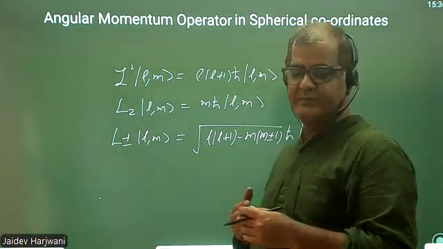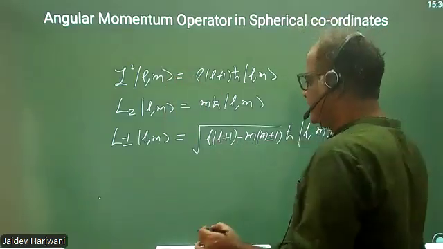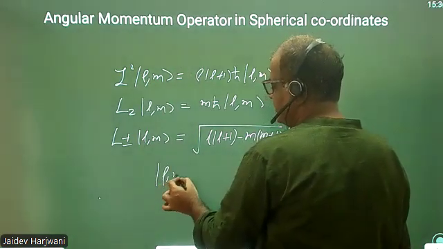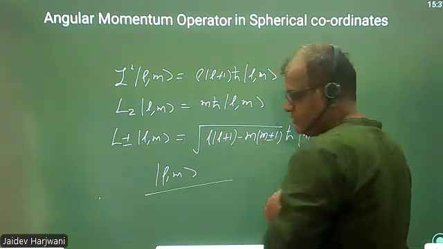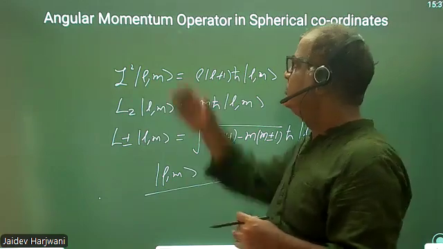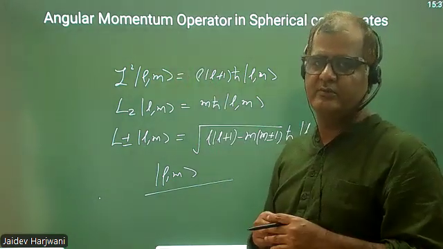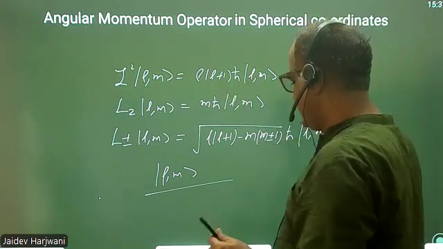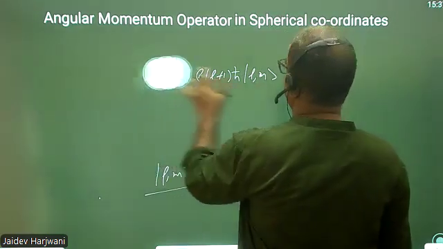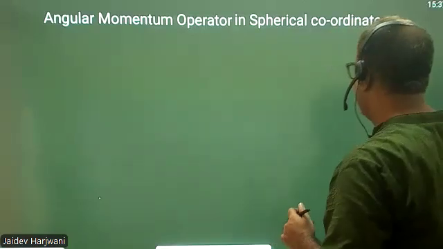So now this state |l,m⟩ is an abstract state. Now I want the position or coordinate representation of this state, that means I want the functional form of this state. For that, I need to write the angular momentum operator in spherical polar coordinates. So in this class, I'm going to represent angular momentum in the spherical coordinate system.